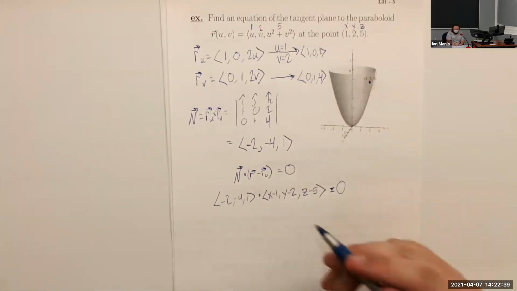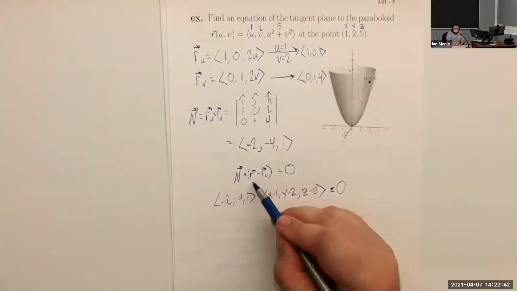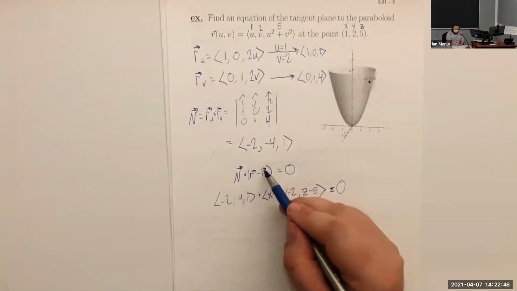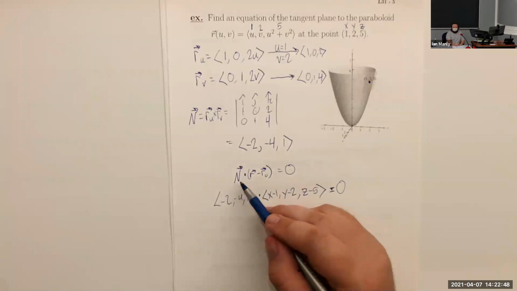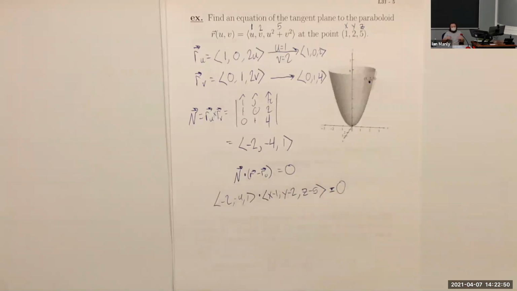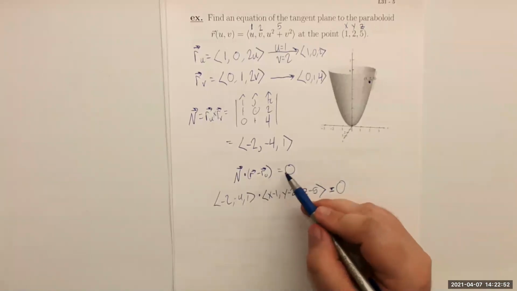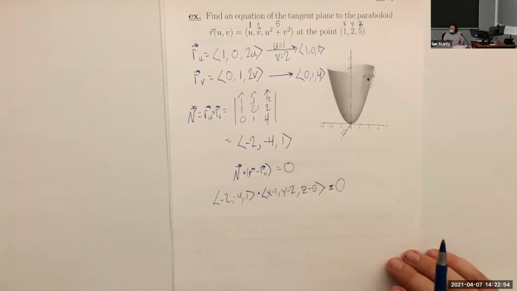And remember, why is this? It's because this is the normal vector to this plane, or this vector in the plane. This vector is in the plane, and this is normal to it. So if you have two things that are perpendicular and you dot them, you get 0. That's why this is equal to 0 right here.